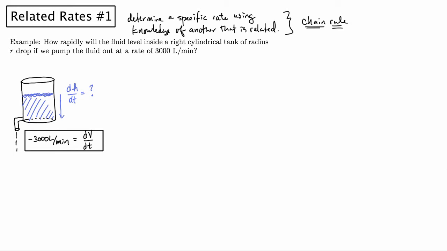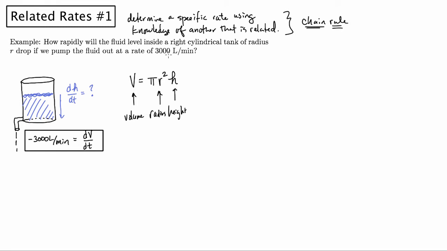Okay, so given that, we need some equation that relates the volume of a cylinder to the height of a cylinder. And so if you recall from geometry, the equation for the volume of a right cylindrical solid is V = pi r squared h, where h is the height, r is the radius, and V is the volume.